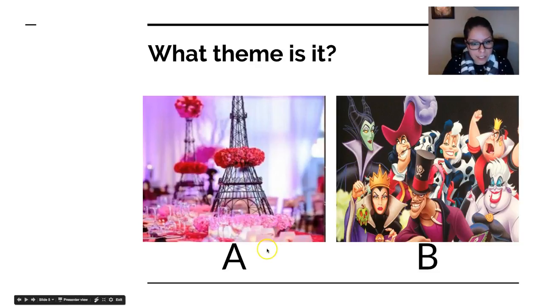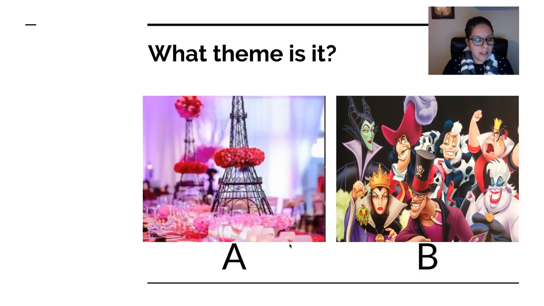Okay, so look at image A. Now who's going to share? Who wants to respond? What do you think the theme is? Nobody? Okay, I'm going to call out a name. Let's choose Rafael. What do you think? Still not sure? What color do you see in here most of? Pink. Yeah, so the theme of this image could be pink, right?